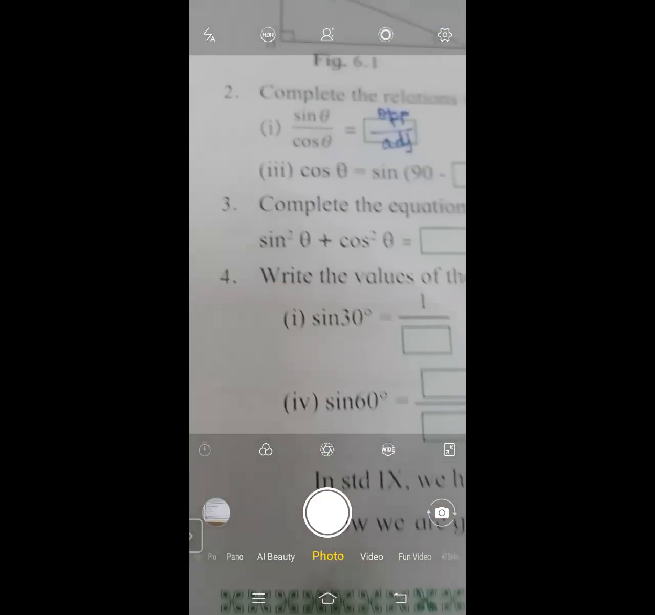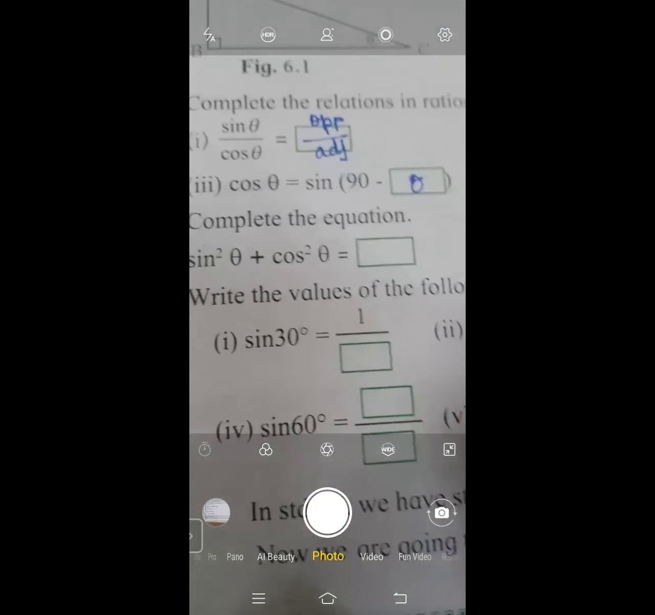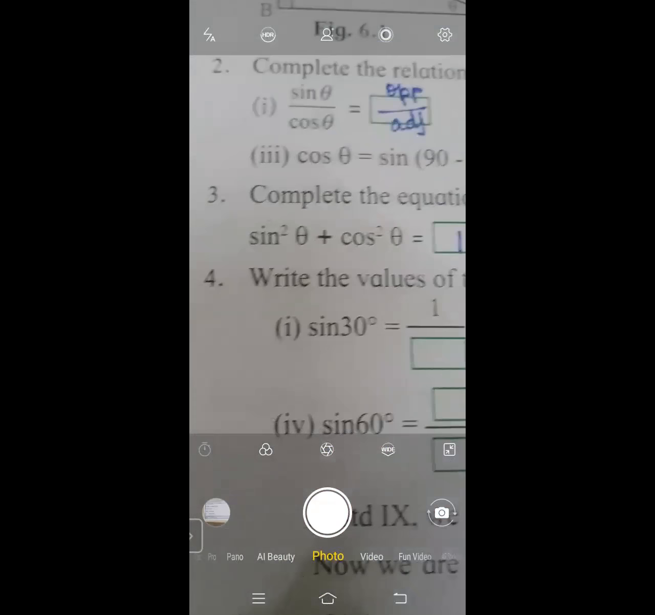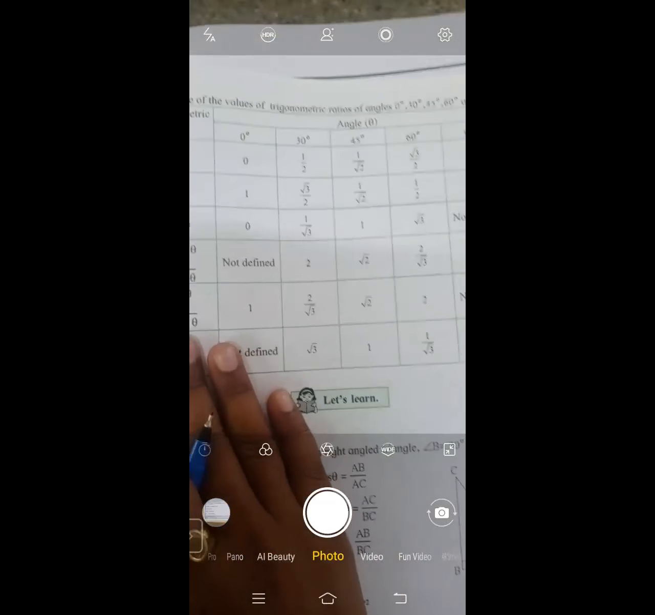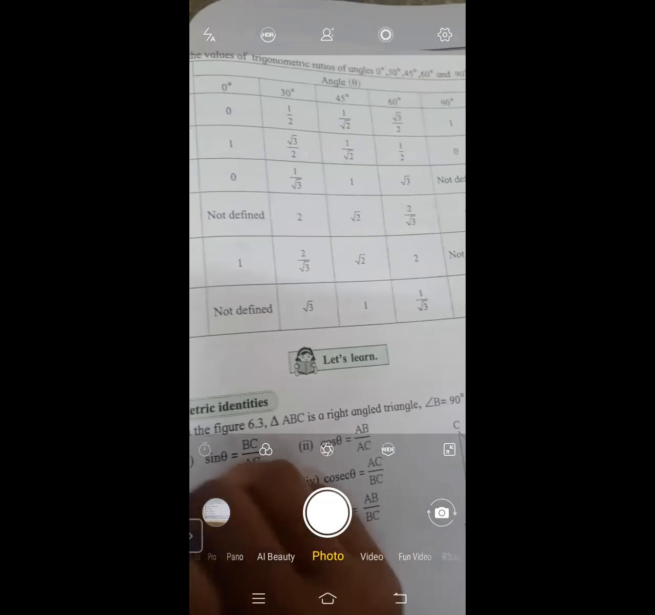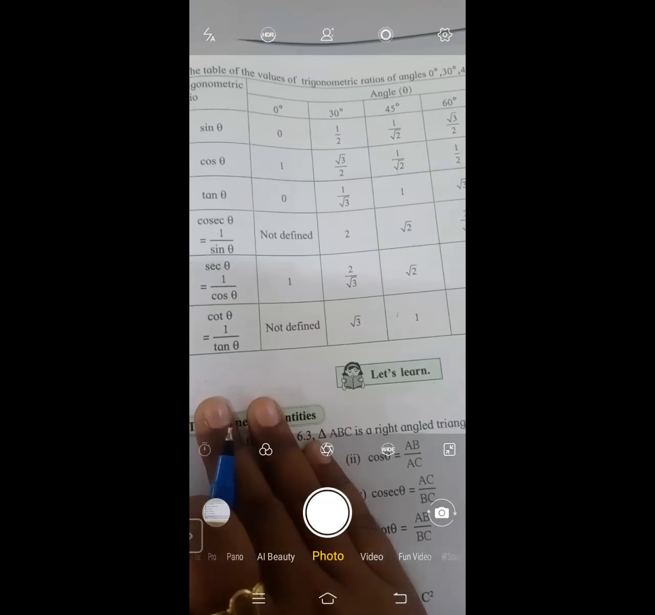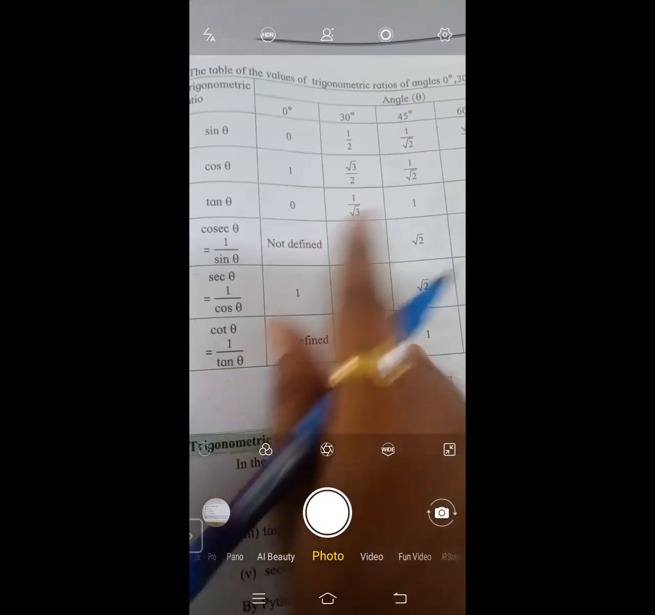Sine square theta plus cos square theta equals 1. Write the values of the following trigonometric ratios. Now we have studied a table which depicts all these values. Now we will see a technique how to remember these trigonometric ratios and the angle theta.